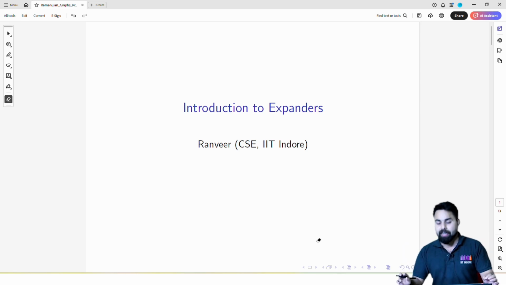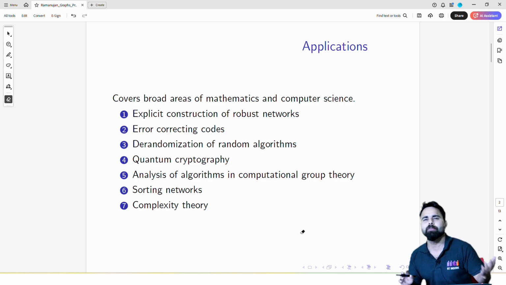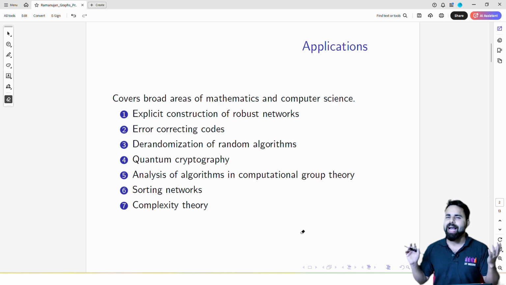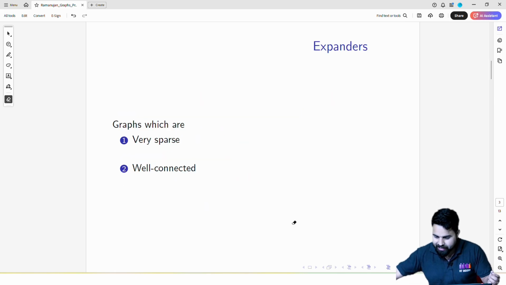As I mentioned, there are many uses of expanders and Ramanujan graphs, so I have listed down a few. As soon as we know the definition of expanders and Ramanujan graphs, some of the uses are apparent, very obvious. But some are very counterintuitive. It is kind of surprising that Ramanujan graphs and expanders are used in quantum cryptography, sorting networks, error correction codes, and many more. So what are expanders? Let us start the journey with expanders.